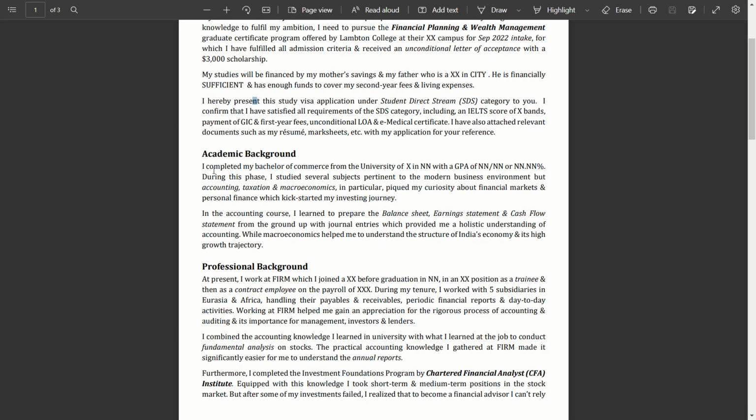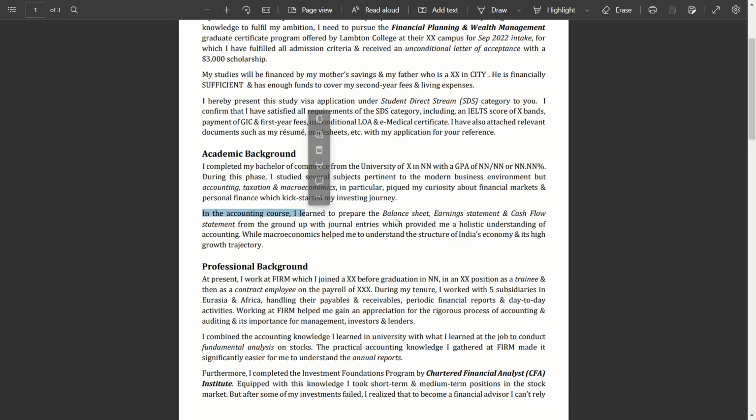Next, we come to academic background. So I've mentioned my basics. I have done bachelor's of commerce in this college, and my GPA was this, and percentage was this. Then I'm trying to connect my academic background, which was, let's say, commerce, to my future studies. So I'm mentioning a few subjects and how I got interested in finance because of those subjects. For example, I got interested in finance because of accounting and economics. So I'm mentioning that accounting, taxation, macroeconomics piqued my curiosity, which kick-started my investing journey.